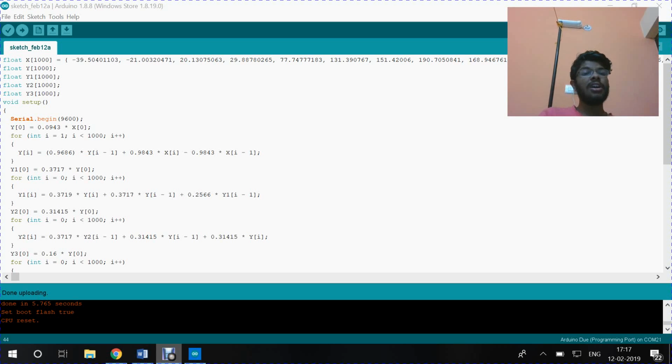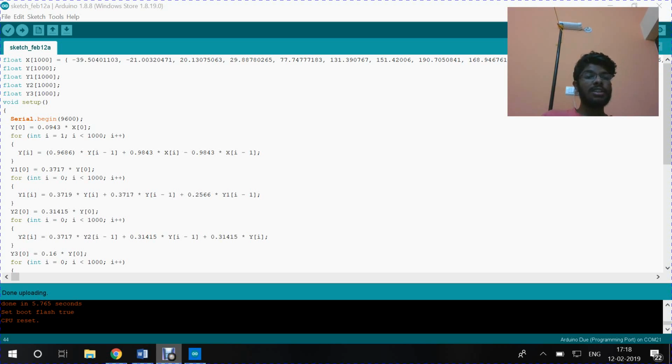Now this high pass filter output will act as an input to the low pass filter. For the low pass filter, again we are calculating the transfer function using the pole zero placement method. We have considered the cutoff frequency as 30 Hz and the sampling frequency as 100 Hz, and we found the equation to be y of n is 0.3719 into x of n plus 0.3717 into x of n minus 1 plus 0.2566 into y of n minus 1. For this equation we will consider the input from the high pass filter. This is for the cutoff frequency of 30 Hz.